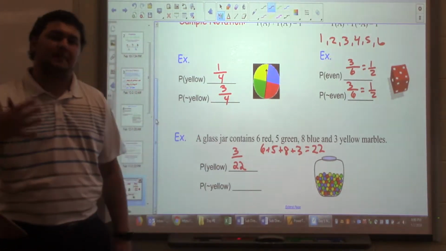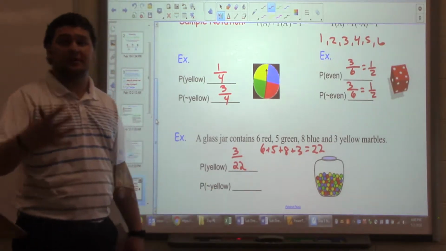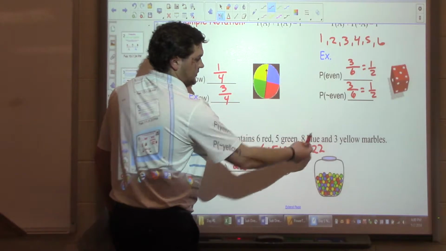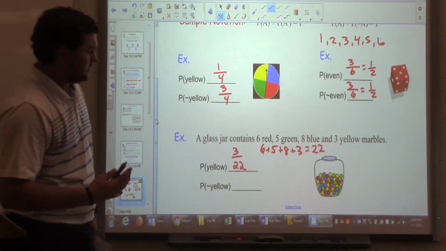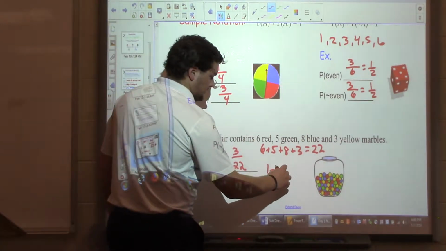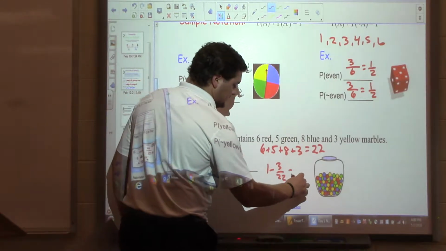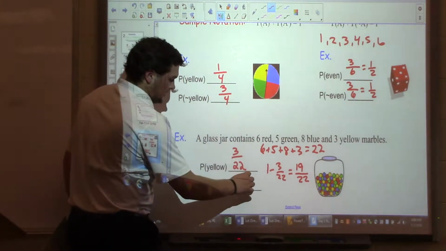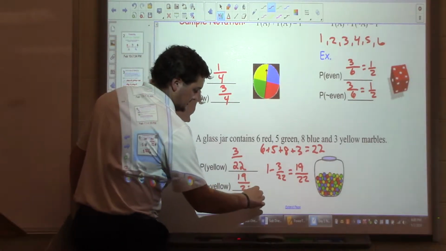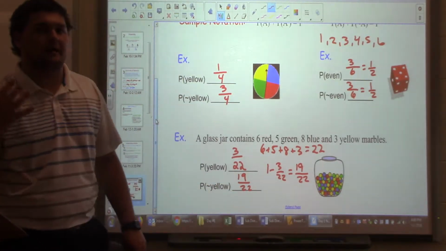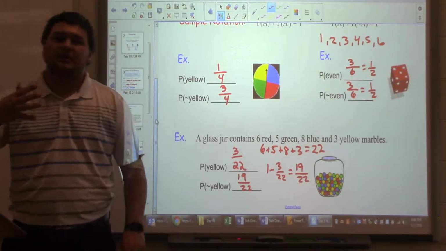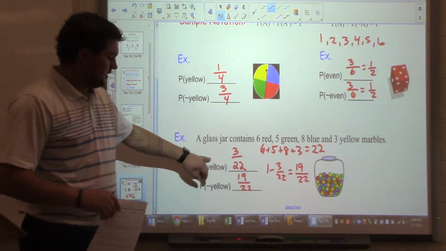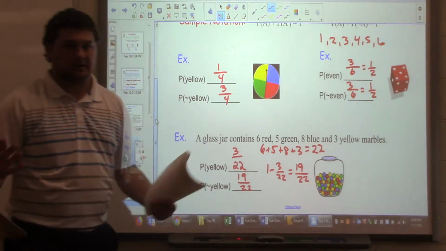Then probability of not picking a yellow, probability of picking the complement of yellow. Anything but yellow would work. Red would work, green would work, blue would work. Any of them work. So 1 minus 3 over 22. We get 19 over 22. That would be our complement. Pretty simple. A complement is just whatever we want to happen, the opposite of that. So we said probability of picking yellow. Complement would be anything but yellow.